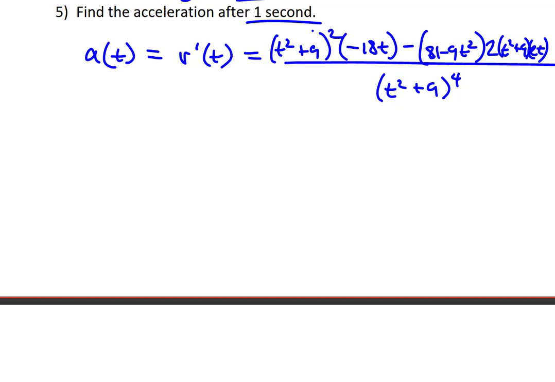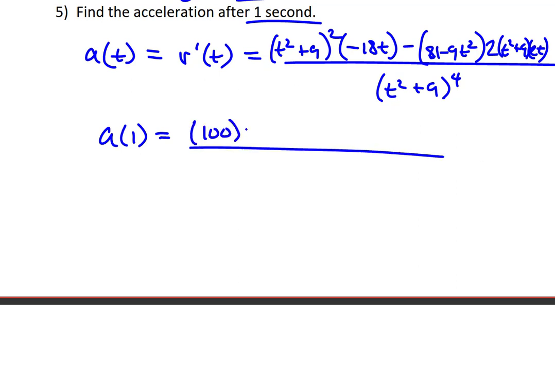We want to find this acceleration at 1 second, which means we really just care about a of 1. So why simplify all the algebra if we're just going to plug in 1 for t's anyway? So if I say a of 1, but now plug in 1 for all these t's, we should end up with 100 times negative 18 minus 72 times 2 times 10 times 2.